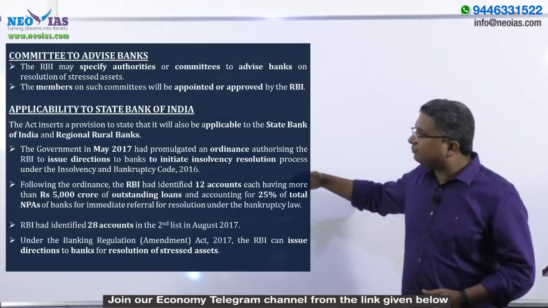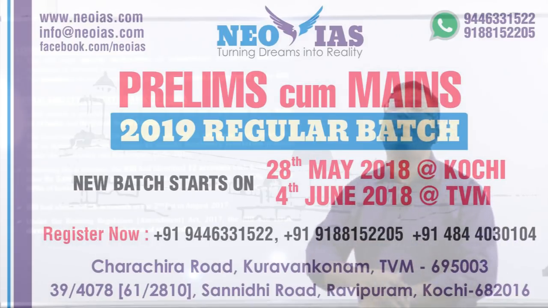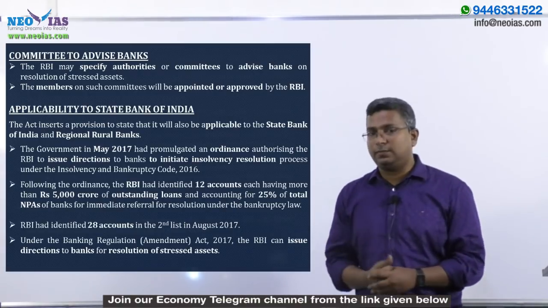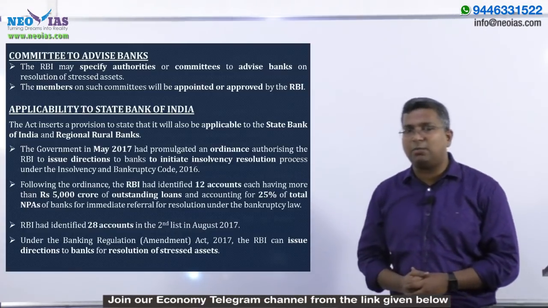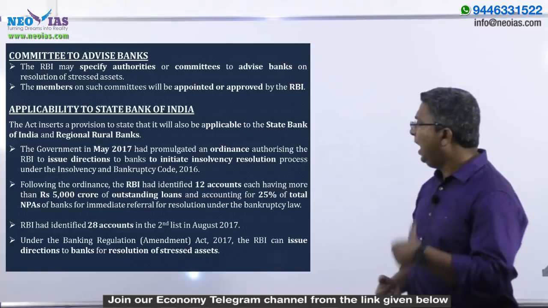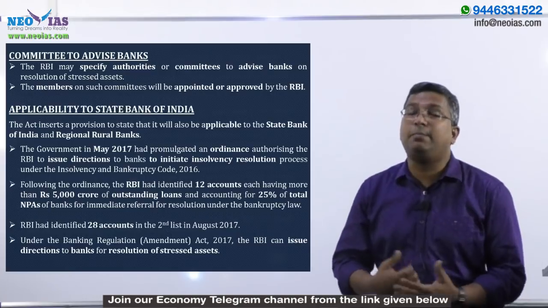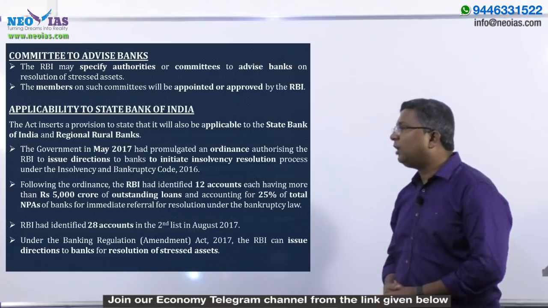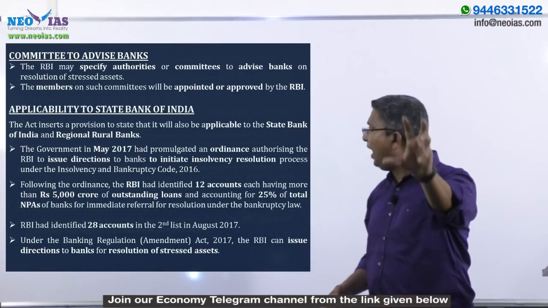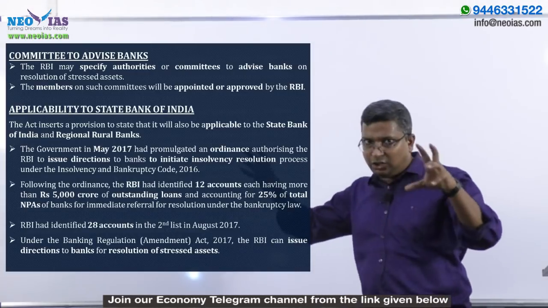Now, there are a few important points. After the government empowered the RBI to deal with resolution of stressed assets, you know that in May 2017 the government came up with this ordinance, but later it became an act. After the May 2017 ordinance, which empowered the RBI to issue directions to banks to initiate insolvency proceedings, RBI in June identified 12 large default accounts.